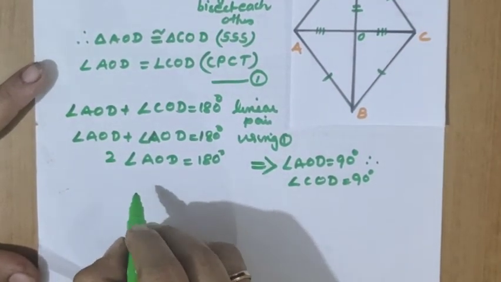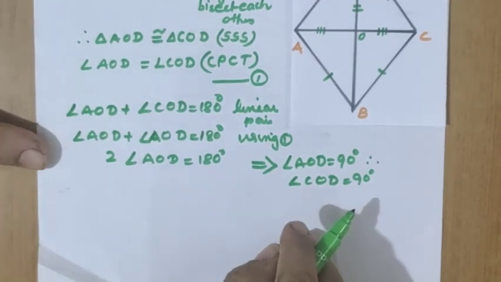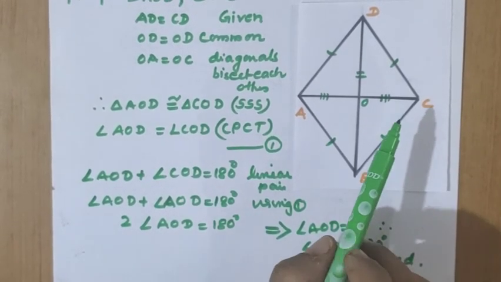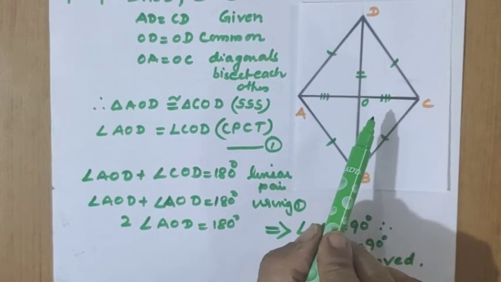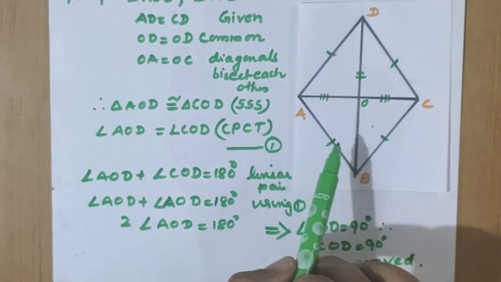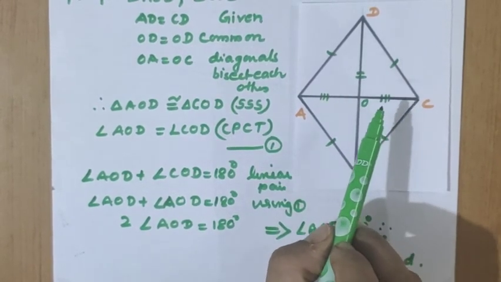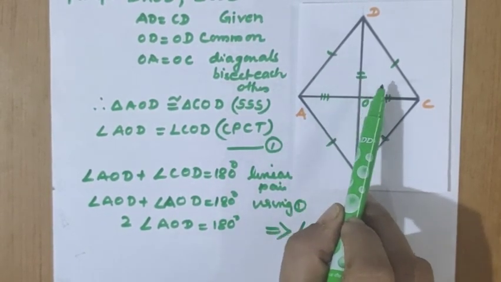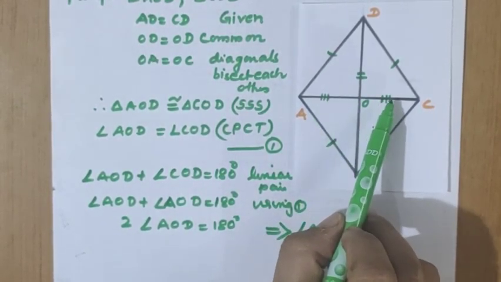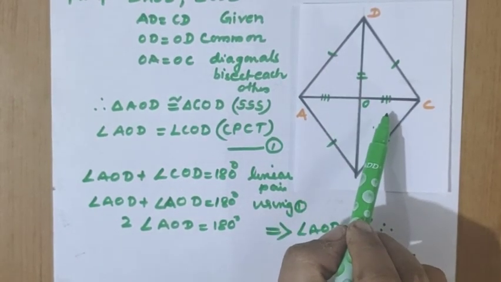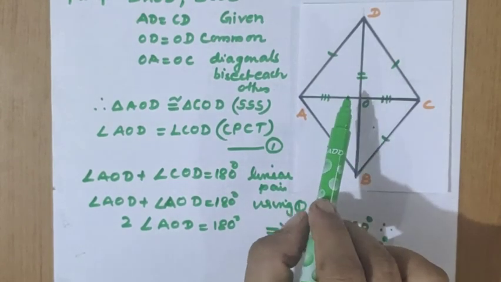I repeat the theorem. What we have seen is that the diagonals of a rhombus are perpendicular to each other. So the rhombus is given and we have to prove that angle O equal to 90 degree. Since it is a rhombus, all the four sides are equal, and for proving angle O equal to 90 degree, we are taking the adjacent triangles this time, AOD and COD. In that, AD equal to CD, OA equal to OC only. So we have got three sides, right?